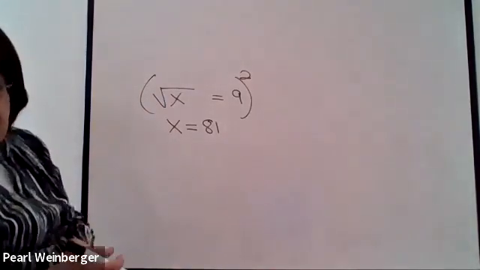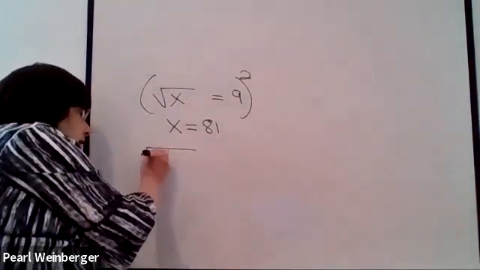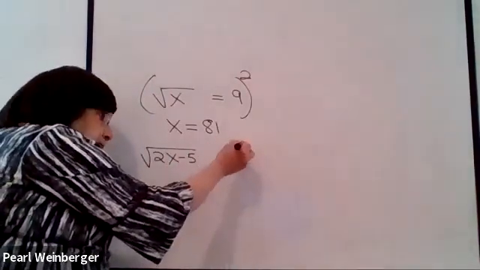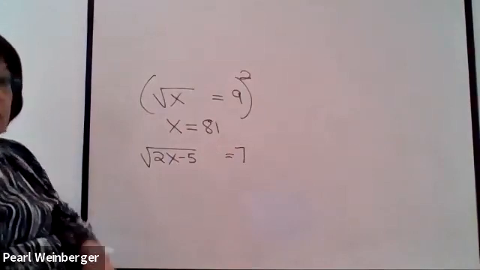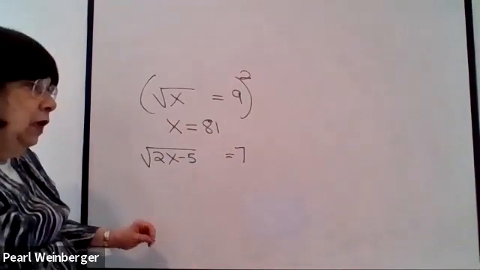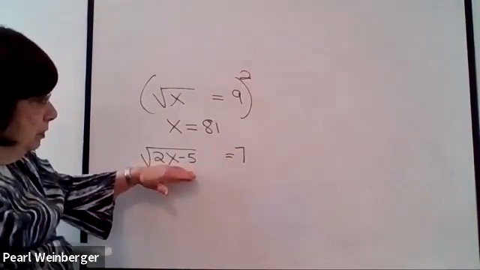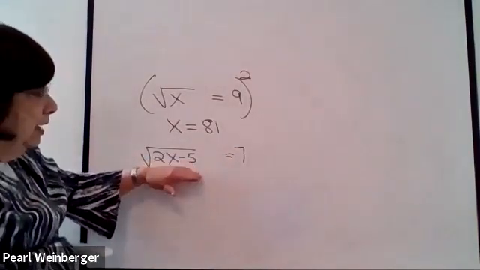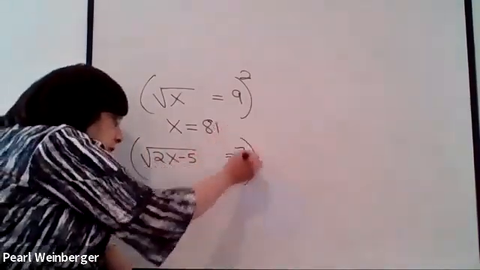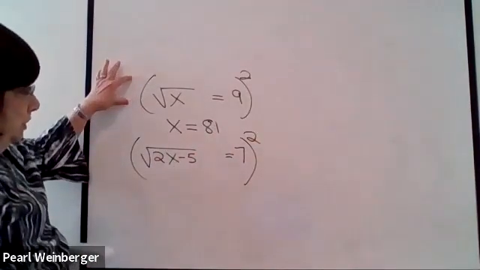So what if I had something like this? The square root of 2x minus 5 equals 7. What if I had this kind of radical equation? Well, think about it. The whole point is I want to get rid of the radical. So how am I going to get rid of the radical? I'm going to square it. I'm going to multiply it by itself, just like we did over here.